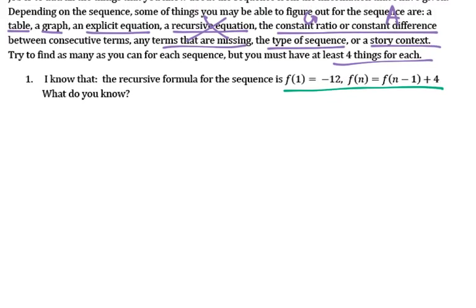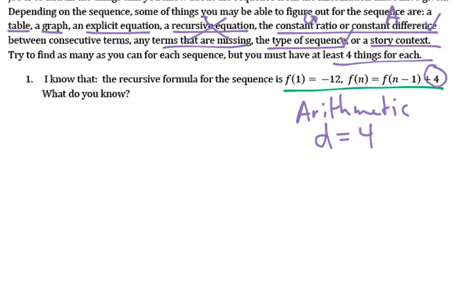So let's go. If I'm looking at this, right off the bat I can tell you it's a +4. So this is an arithmetic sequence with a constant difference of 4, because we're adding 4 each time.